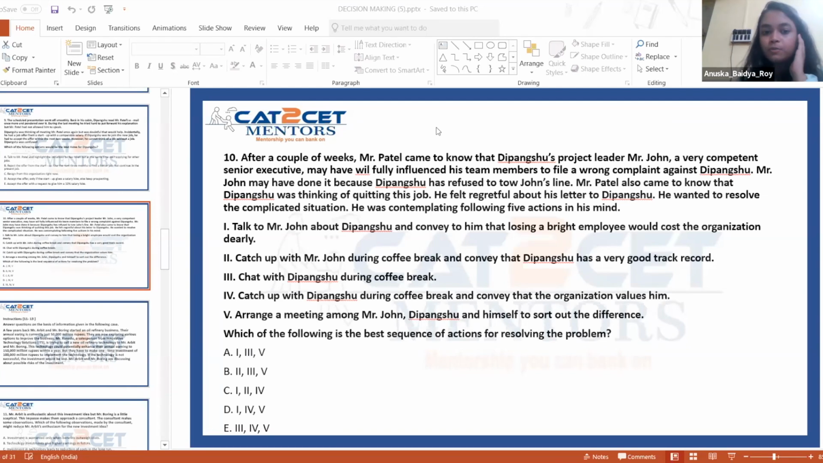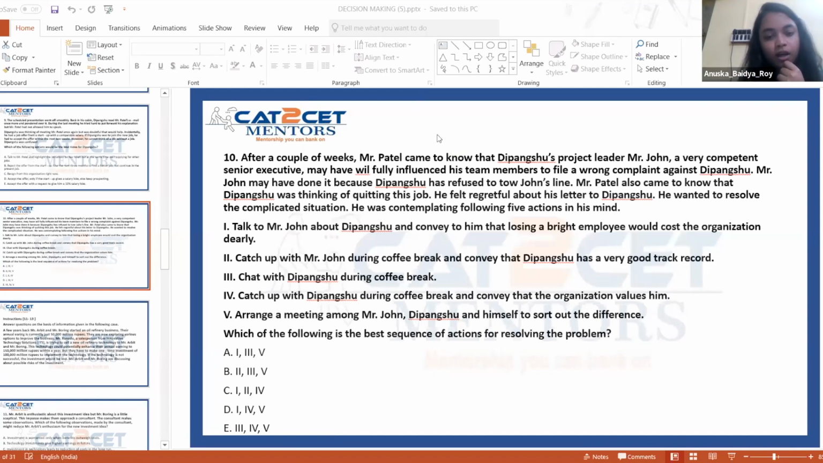Now, we have option 3, which says chat with Dipanshu during coffee break. Okay, so chat with Dipanshu. So what will I do chatting with him? Nothing mentioned. 4, catch up with Dipanshu during coffee break and convey that the organization values him. Now, between 3 and 4, which one is more valid? Right? So between 1 and 2, 1 is valid. Between 3 and 4, 4 is valid.